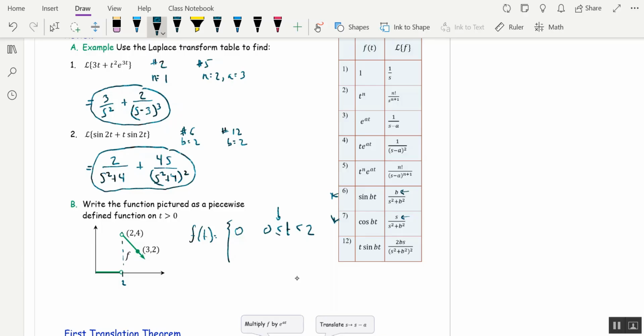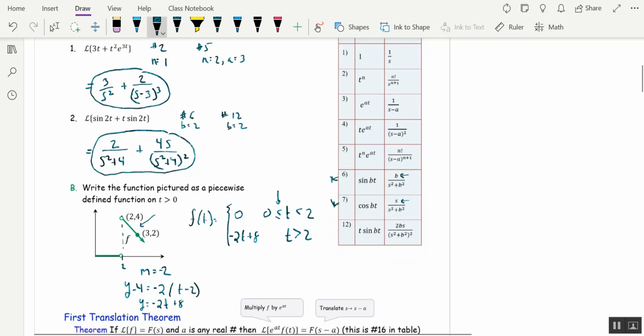And then after that, the function becomes this line. Well, the slope of this line, if I go 1 over and 2 down, m is negative 2. And then if I use point slope, y minus 4 is negative 2 times (t minus 2). Solve for y, and that gives me y equals negative 2t plus 8. So that's what I want here. Negative 2t plus 8, and that's for t greater than 2.